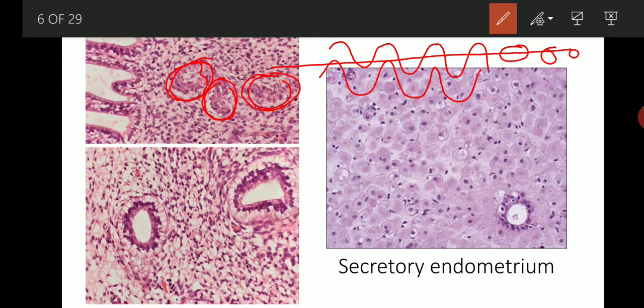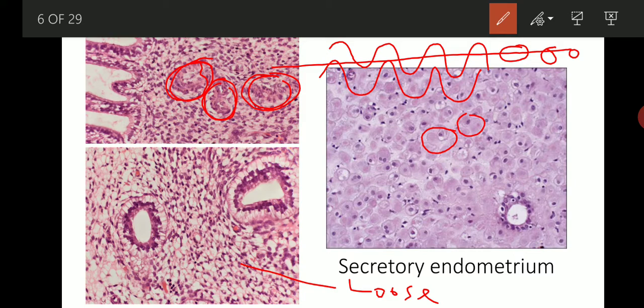In addition, if you look at the stroma, it appears very loose and edematous. Edematous because under the influence of progesterone, fluid tends to accumulate within the stroma. So the stroma becomes edematous, and as you progress through the phase of the secretory endometrium, you will find that the stroma has now become more epithelial type.